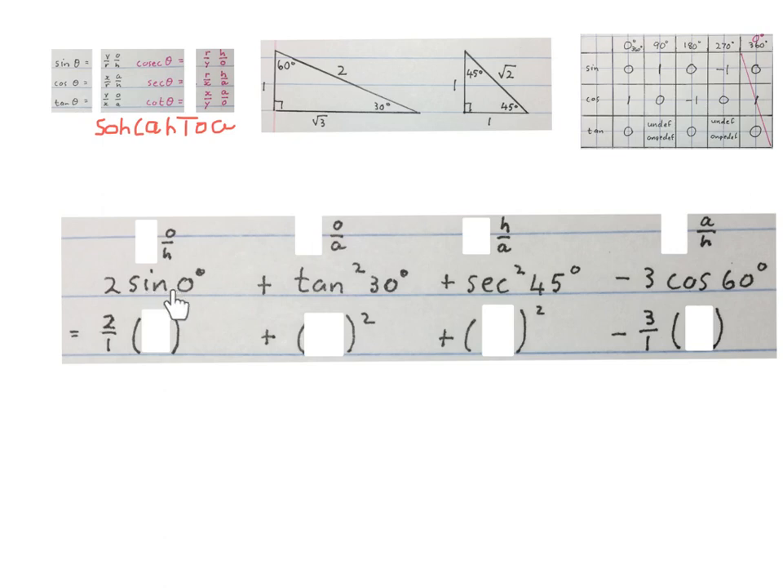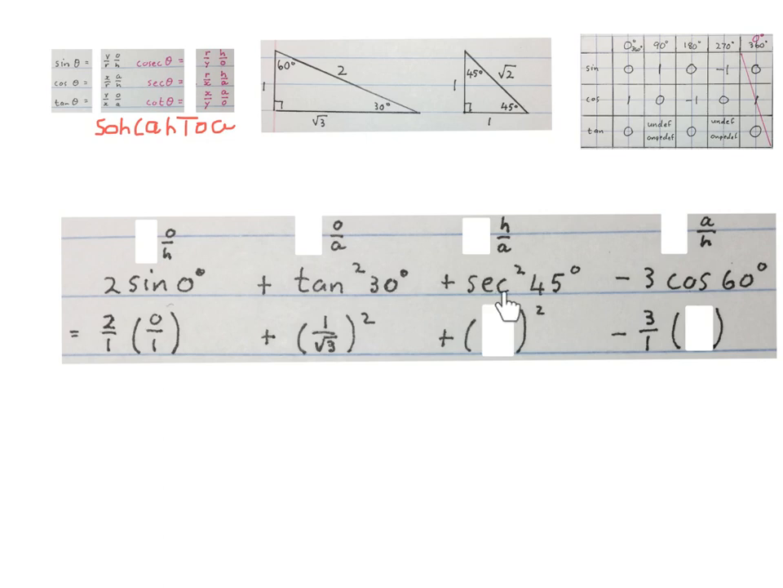Now to find the answer of sine of 0 degrees, I go to my 0, 90, 180, 270 table. I see sine of 0 degrees is 0. Then you write 0 or 0 over 1. I'll show you just now where this came from. Then I go tan of 30 degrees. I go to 30 degrees. Tan is O over A, so it's opposite over adjacent. And then I fill into this bracket.